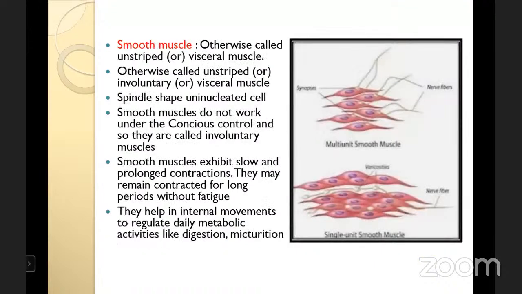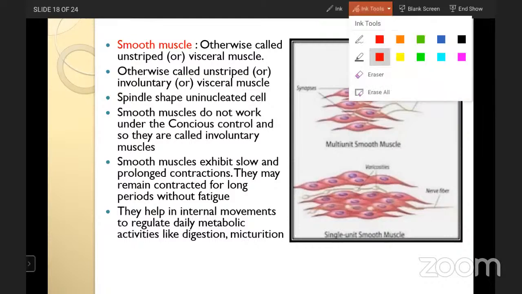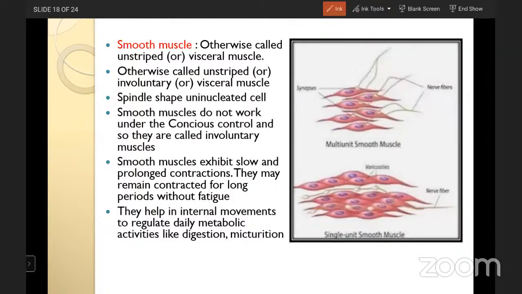Smooth muscles. The second type of muscles are smooth muscles, otherwise called as unstriped. Here we are not able to see any stripe-like structure. Otherwise called as unstriped or involuntary or visceral muscles. Why we are giving the term visceral: usually visceral organs means the organs which are present in the abdomen cavity, which are large in size, are known as the visceral organs. They are very useful for the functioning of the visceral organs. That is the reason we are calling them also visceral muscles.